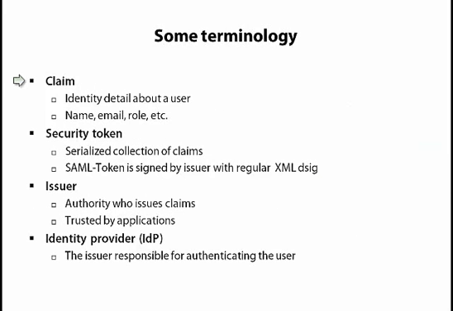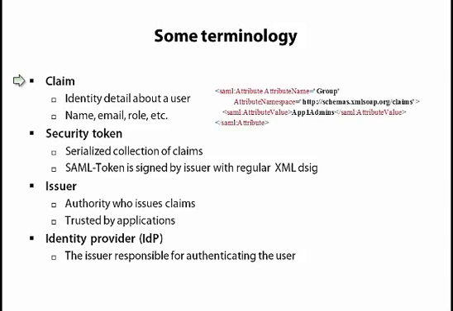Now we need to learn some new terms. Claim. That's an identity detail of the user, and the user is now called a subject. A detail like email, etc. Let's demystify this for once and for all. Let's be very practical. You can look at them as attribute value pairs. Here we have a SAML 1.1 token in the form as Microsoft likes it. We have an attribute name group and we have an attribute value, application 1 admins.